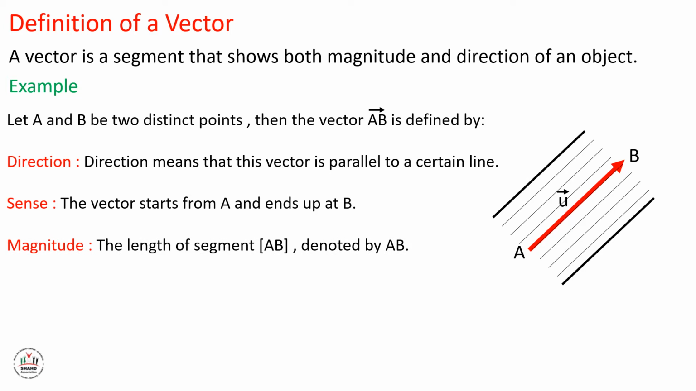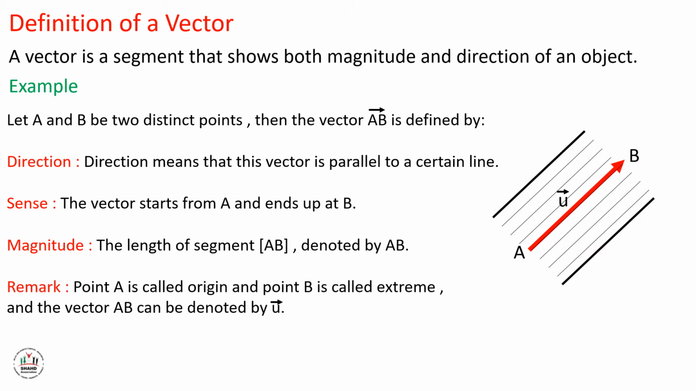Its magnitude, the length of segment AB denoted by AB. So the magnitude of any vector is represented by its length. Here we have a remark. Point A is called origin and point B is called extreme, and the vector AB can be denoted by U, in this example only, of course.